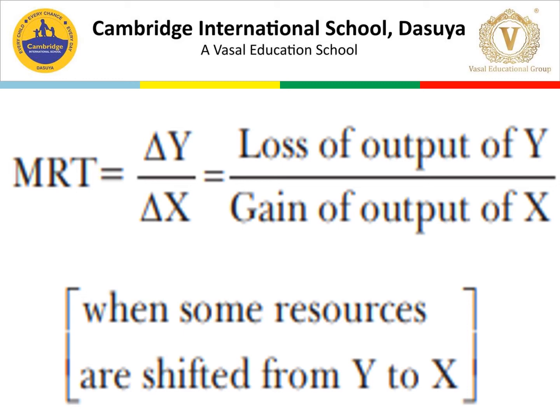Similarly, we have discussed the topic in MOC also. There were 15 units of good X, and good Y was also there. For gaining good X from one unit to another, we lost 1 unit of Y. If we lost 1 unit of Y, that is the loss of output of Y. And if we gain some units of X by losing some units of Y, that is the gain of output of X.